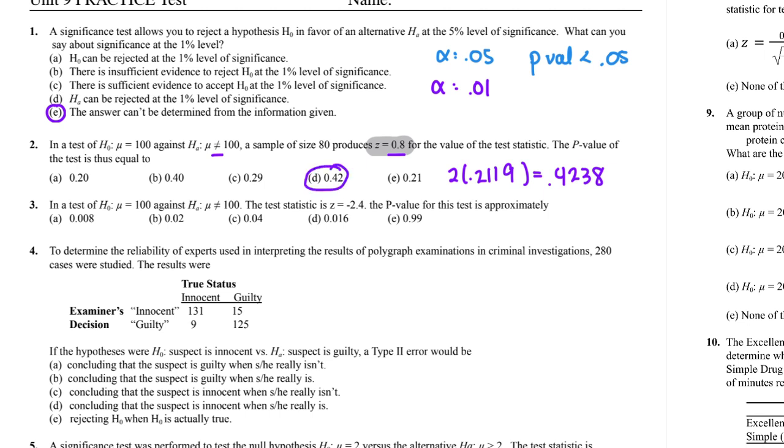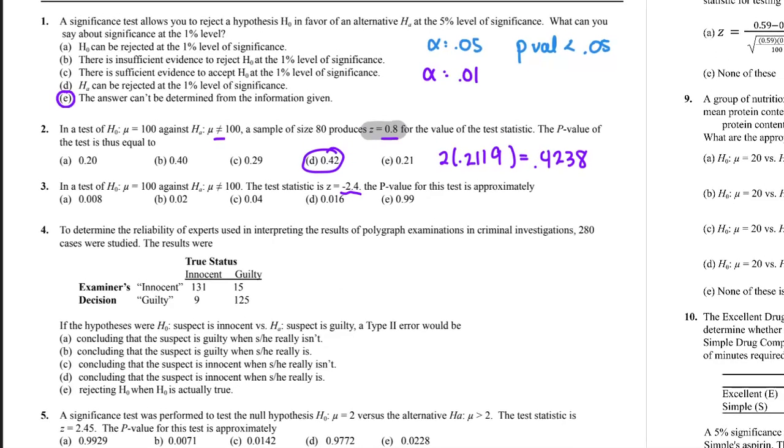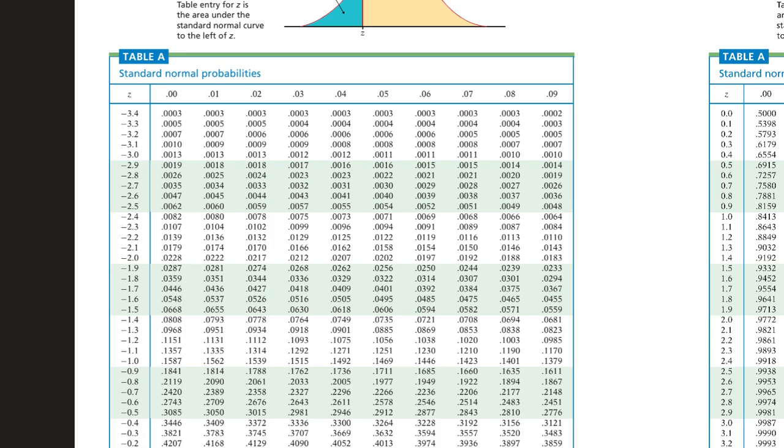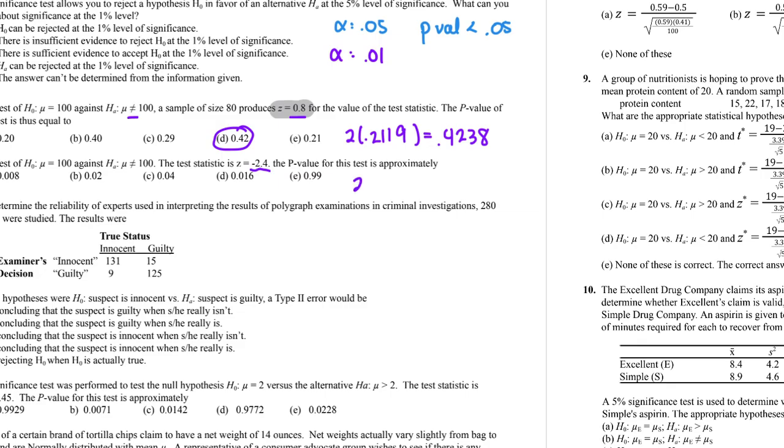All right, next question. Same type of question, but now it's giving us a test statistic of negative 2.4. So we're going to do the same thing. Since the test statistic is already negative, we can just look up negative 2.4 and double it. A test statistic of negative 2.4 is 0.0082. So it's 2 times 0.0082, which gives me 0.0164. So the closest option is 0.016. It's going to be D.